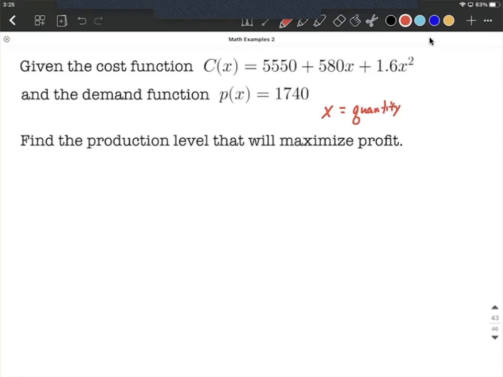Okay, so we're asked to find the production level that will maximize our profit. So let's try to set this up and represent our profit function. Now, a profit function is going to be however much money you bring in, we call that the revenue, minus any of the costs that you have to expend. Okay, so our profit function, we already have the cost, but we need to represent the revenue.